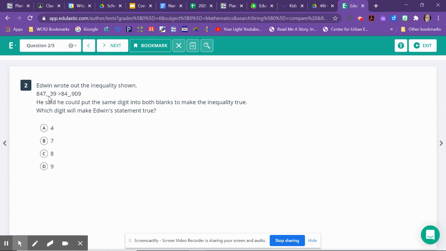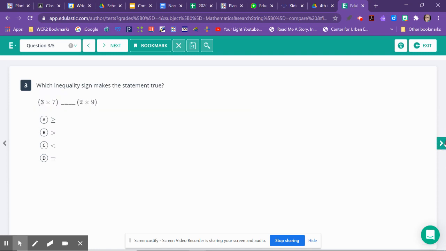So in this case, there's a blank in the hundreds place and then there's a blank in the 1000s place. He said he could put the same digit into both blanks to make the inequality true. Which digit will make Edwin's statement true? So this actually goes with yesterday's lesson, the one where I showed a video on how to identify which place you're going to use to compare the two numbers. So again, I would highly recommend using pencil, paper, dry erase board, marker, and writing these down to figure things out. So make sure whatever digit you put in that place or choose, it will go in both places, and make sure that the comparison sentence stays true, that this number stays larger than the other number or greater than.